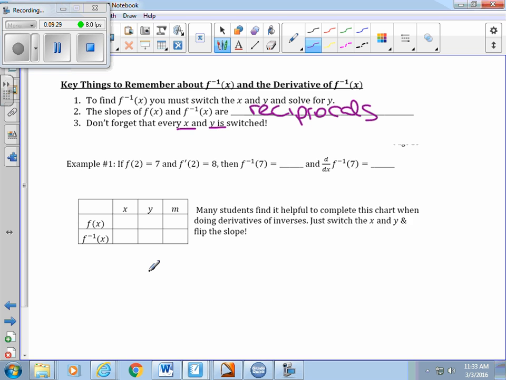All right, so let's look at example number 1. This table, draw it in your notes. You may like it. If you do, you will want to use it. This table, a lot of students really find helpful for inverse derivatives.